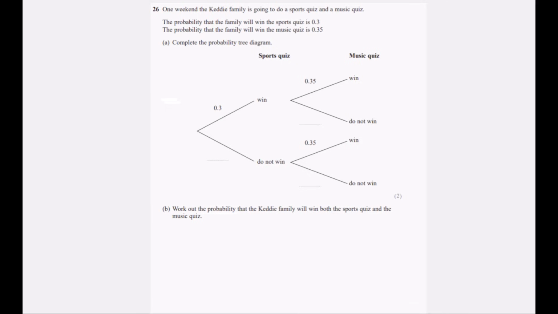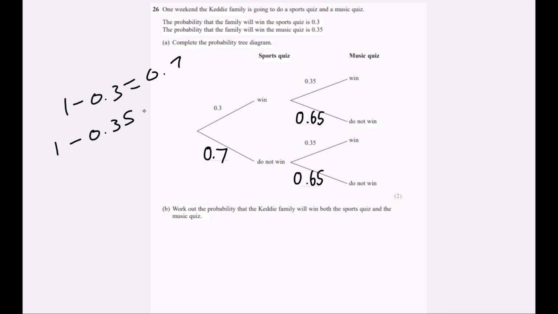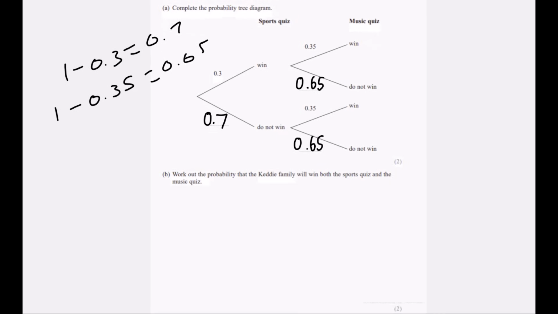Question 26. One weekend, the Keddy family is going to do a sports quiz and a music quiz. The probability they win the sports quiz is 0.3. The probability they win the music is 0.35. Complete the tree diagram. So the probability of winning and not winning have to add up to one whole. So 0.3 plus 0.7 makes 1. And 0.35 plus 0.65 makes 1. We could do 1 minus 0.3 and 1 minus 0.35. That's the calculation. But that's our tree diagram completed. We just fill those in, and that's that.